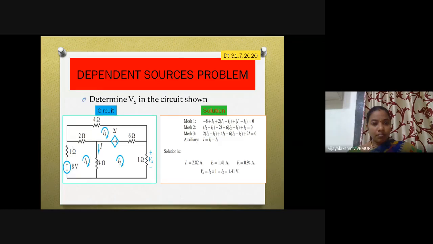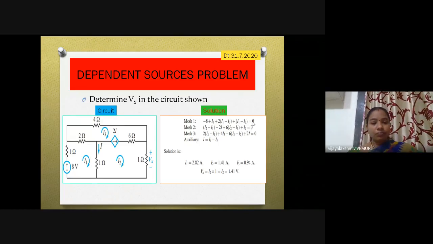Plus, minus here. If I apply KVL to this mesh, go like this: minus 8 plus 1 into I1 plus 2 into (I1 minus I3). Why? Because this 2 ohms resistor is in between two meshes. Next, plus 1 into (I1 minus I2). Why? Because this 1 ohm resistor is in between two meshes. Is equal to 0.